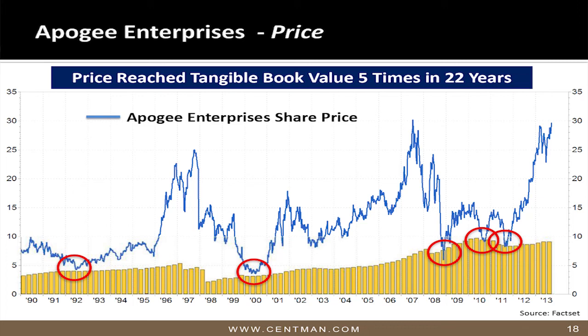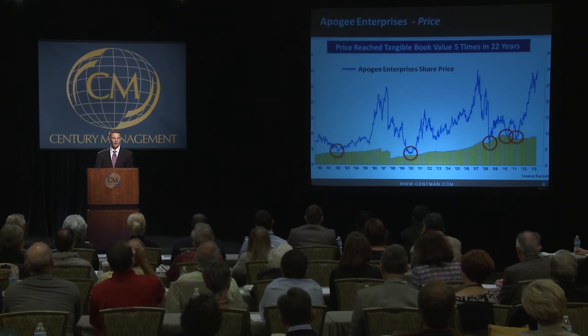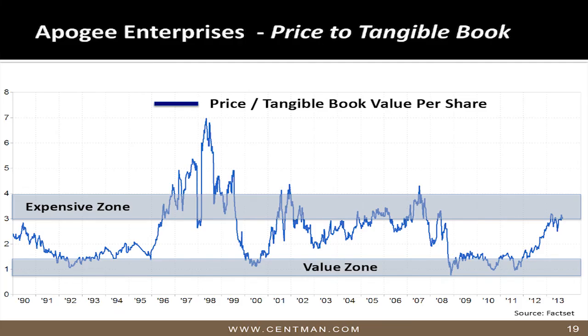However, when we look at it very closely, we can see that it doesn't matter how scary the economy is, or how ugly the headlines are, or how nervous investors are. Every time Apogee hits 1 times book, 1 times tangible book, during times of maximum pessimism, it's the bottom. Here we combine both the price and tangible book into a ratio. By doing so, we're comparing the price of the company to the underlying value over time. So at the bottom we see, again, Apogee is selling at 1 times tangible book, which is labeled the value zone. At the peak it sells at 3 to 4 times book, which we've labeled the expensive zone.